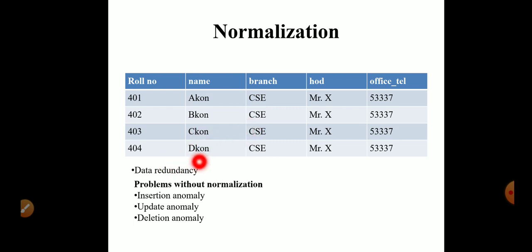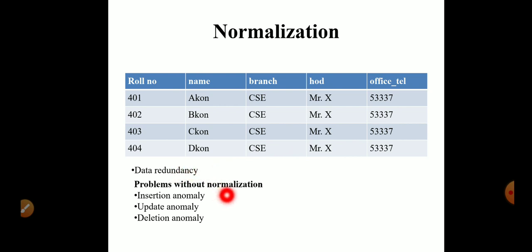First I'll tell you what is data redundancy. In this table, we have data of 4 computer science students. As we can see, data for the fields branch, HOD and office number is repeated for the students who are in the same branch in the college. So this is data redundancy.